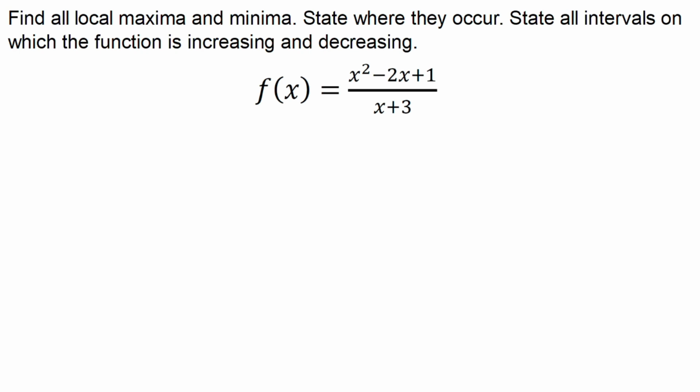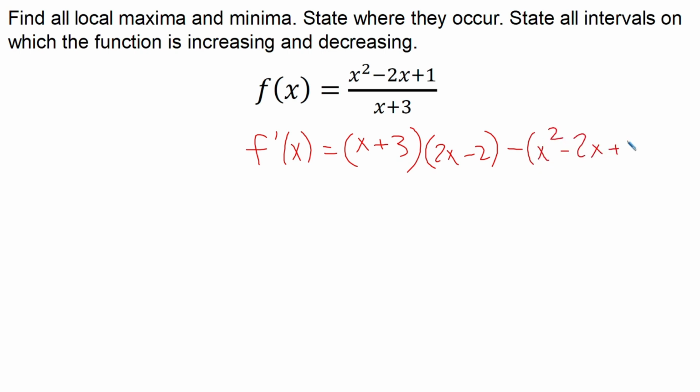All right, for our third problem, once again, we're just going to start off by taking the derivative here. So we will find our derivative using the quotient rule this time. So f prime of x ought to be x plus 3 times the derivative of the numerator, which is 2x minus 2, so v du, minus u, so x squared minus 2x plus 1, times the derivative of v, which is just 1, all over x plus 3 squared.